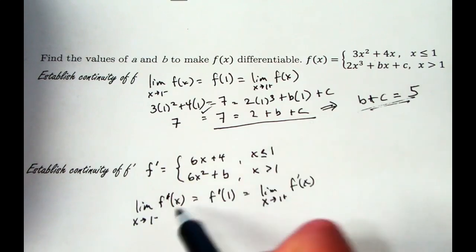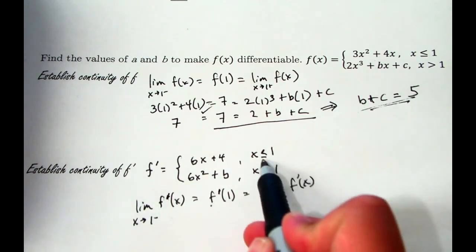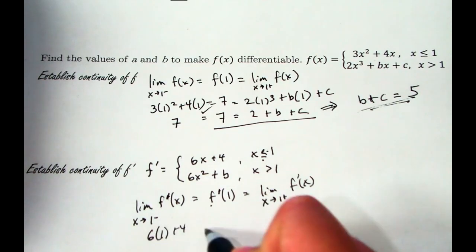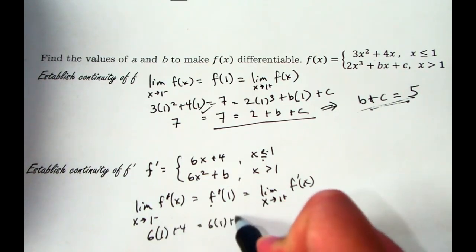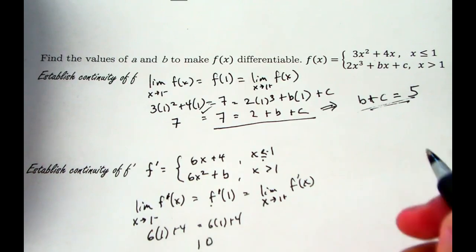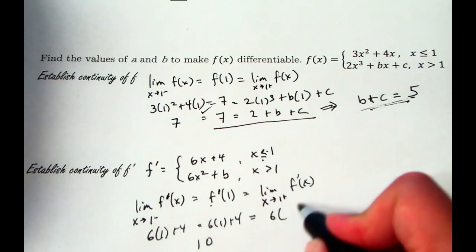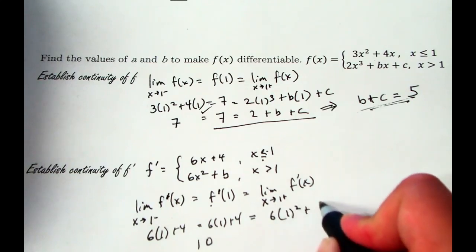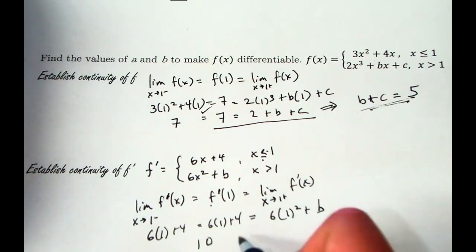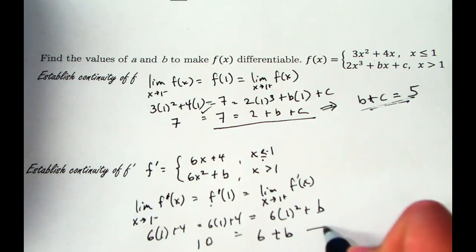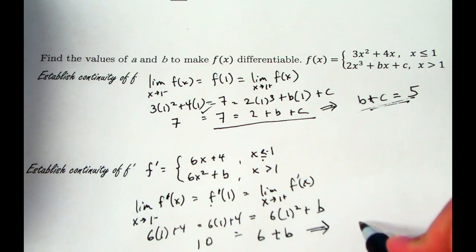So once again, these two refer to the same function, exactly 1 and less than 1. If I plug 1 in, I get 6 times 1 plus 4 in both cases, and that gives us, of course, 10. For the right-hand case, if I plug 1 in, I get 6 times 1 squared plus b. So that means that 6 plus b must equal 10. Well, if 6 plus a number equals 10, subtract 6 from both sides, and without too much effort, you know that b must be equal to 4.